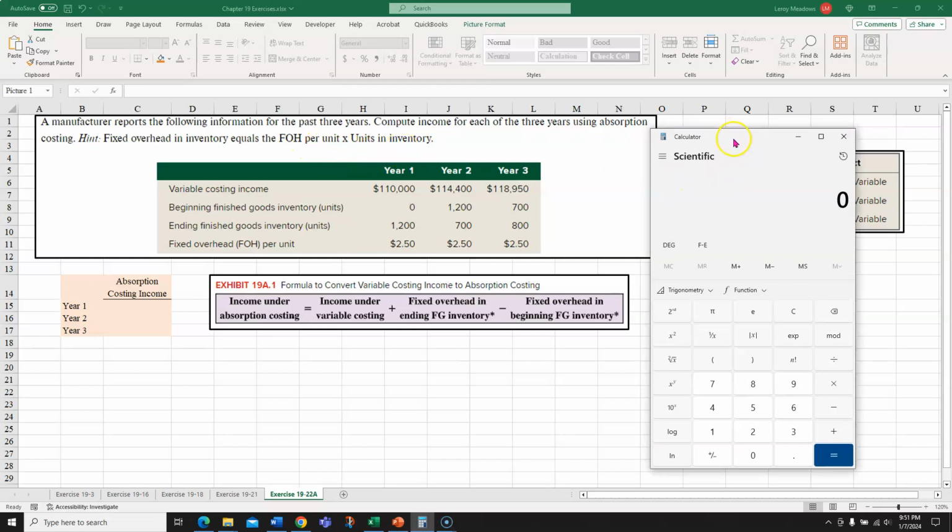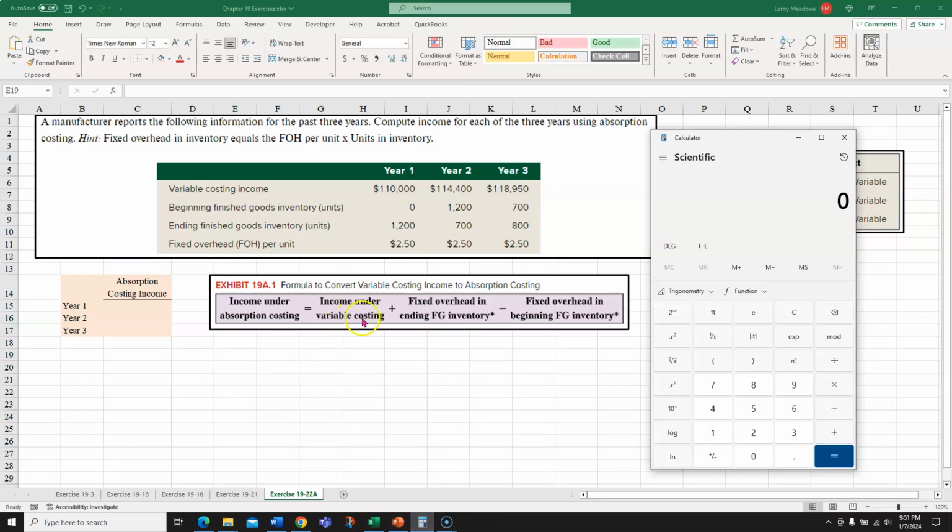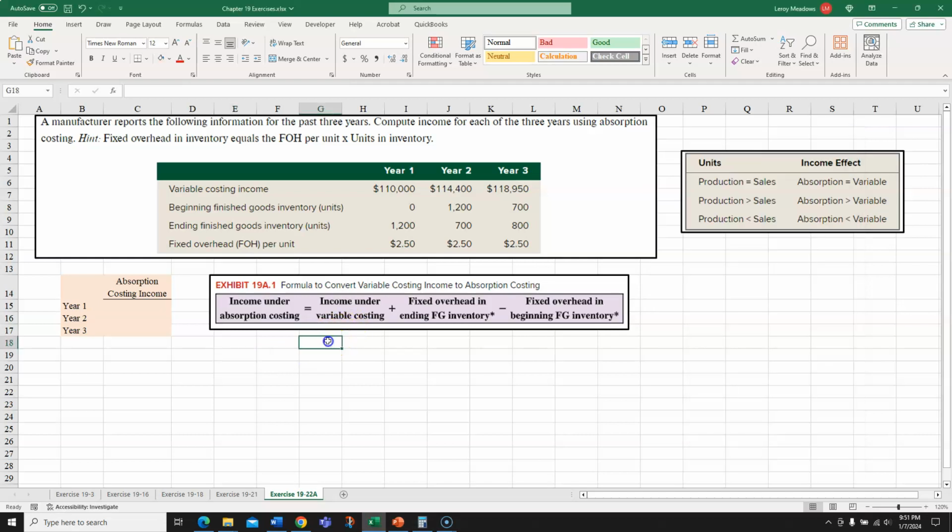Okay, so I'm going to use this formula here, but I'm going to start out with my premise, because all we're being asked to do is compute income under variable costing and convert it to income under absorption costing. Okay, so let me take a look here. And what I'm going to do here is I'm going to merge these two.